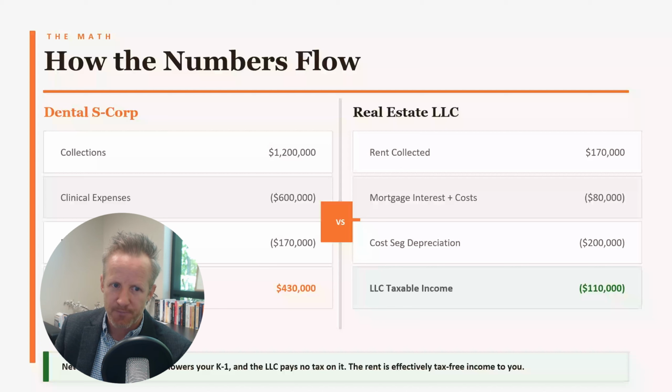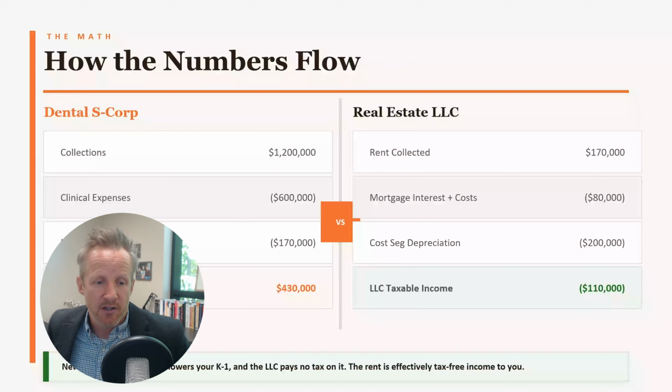Now, if your spouse, if you listen to my prior episode, if your spouse is a real estate professional and works in real estate more than 750 hours, guess what? You could take that $110,000 loss in your real estate LLC and reduce the $430,000 of income from your dental practice. That is possibly the most beautiful scenario I can think of when it comes to this strategy of owning your building and doing a cost segregation analysis.